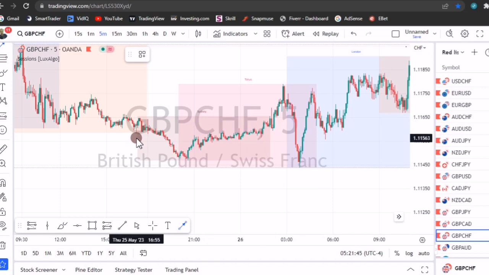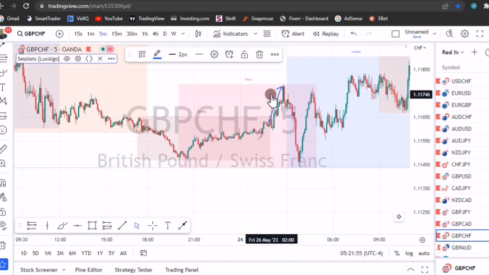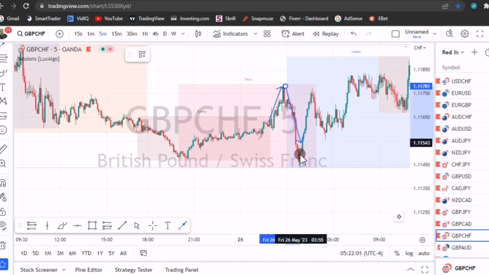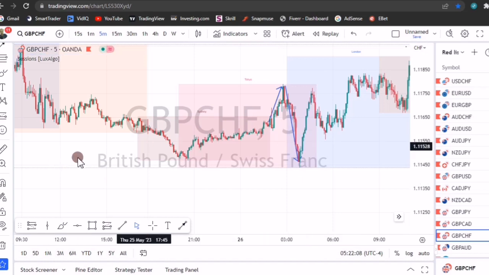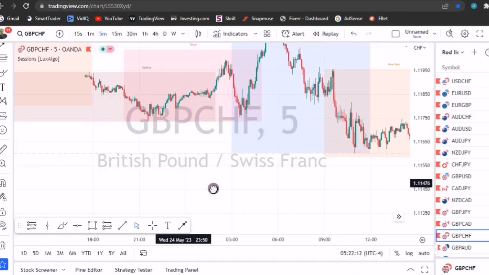So right here you have Sydney, and when price came out of Sydney, in Tokyo it was pushing upwards. If it pushes upwards, it gives you an idea that London is going to push down for at least 15 pips. So it pushed down in London. London is the blue box, guys. So when London opened, it pushed price down. Let's scroll back a little bit more.